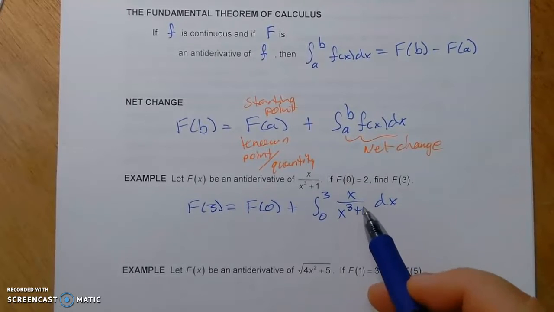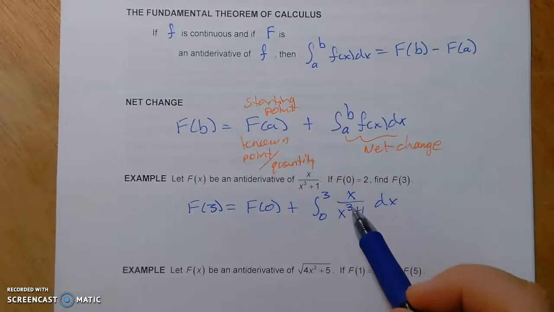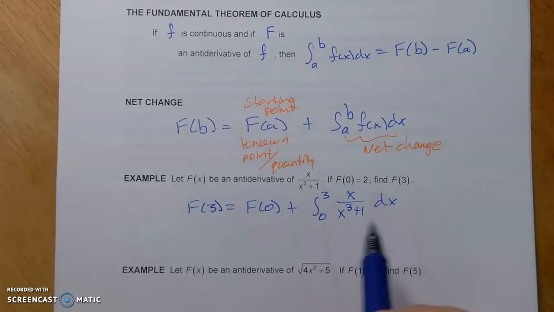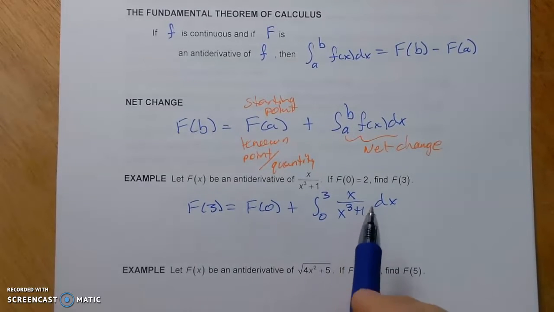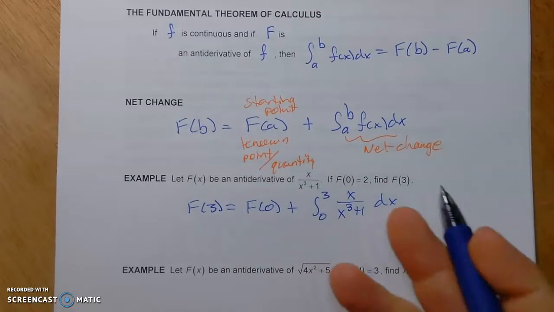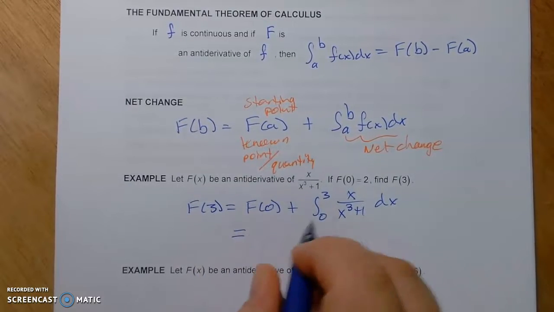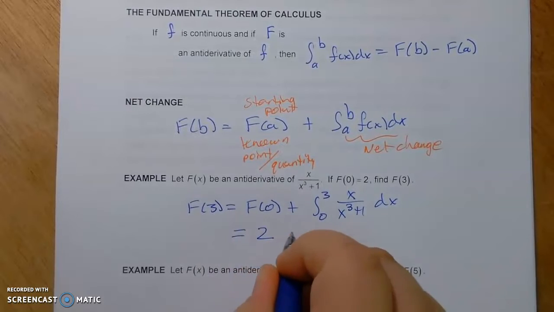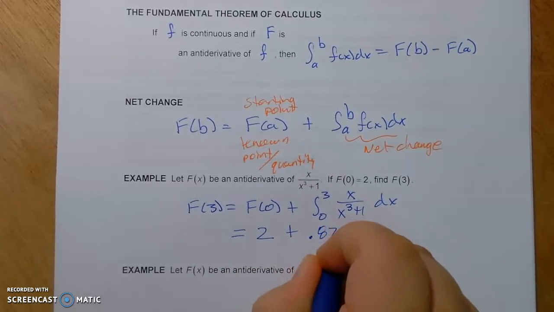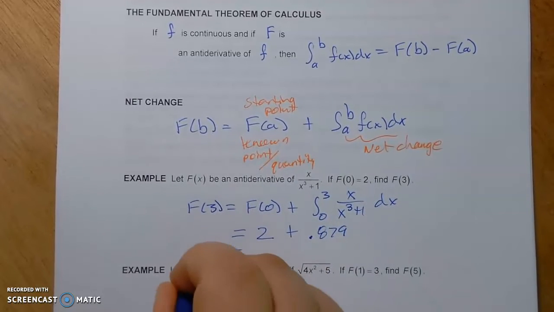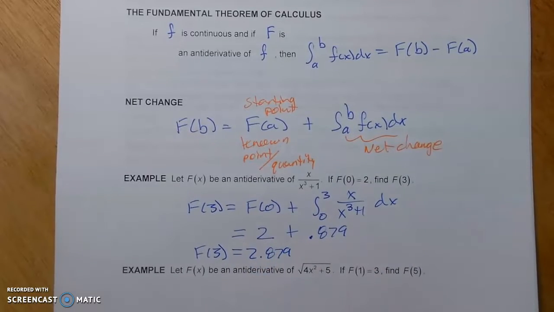So if we look at this, we can't actually integrate this by hand. No u substitution or anything is going to work out for us. We might be able to do a technique later on called partial fractions, but we'd have to really look at that. But we know we can use our calculators to get an approximation, which is exactly what we'll do. So we know we start at a value of 2, and we're going to add the approximation for this, which comes out to be 0.879. So F of 3 is approximately 2.879.